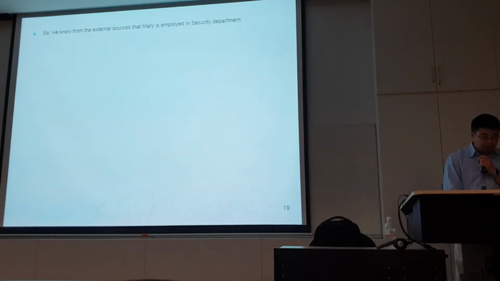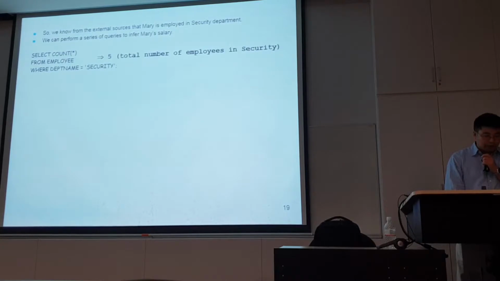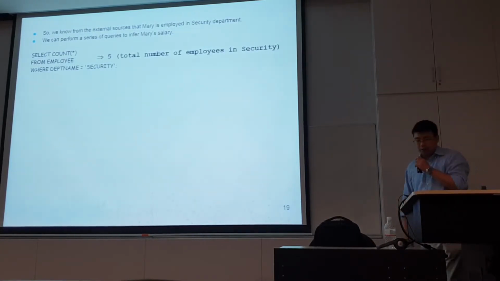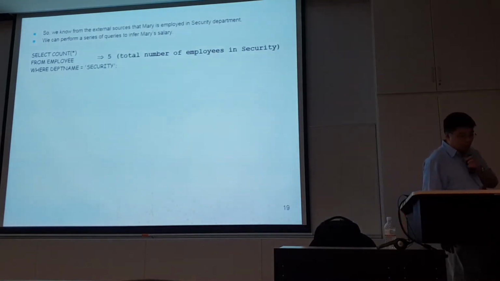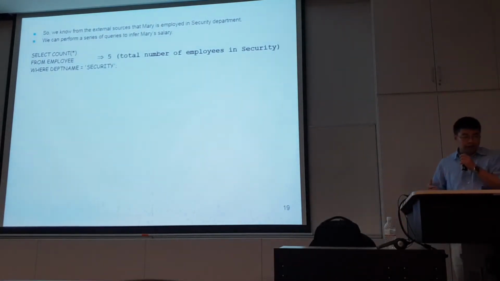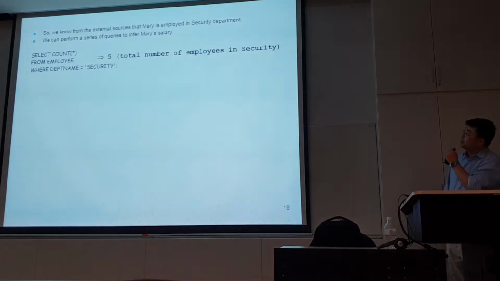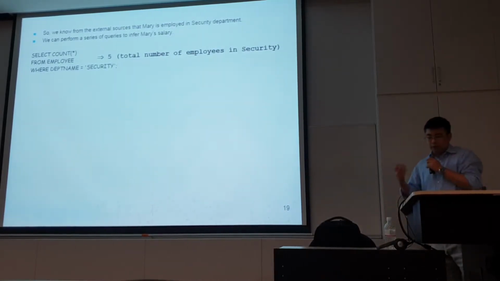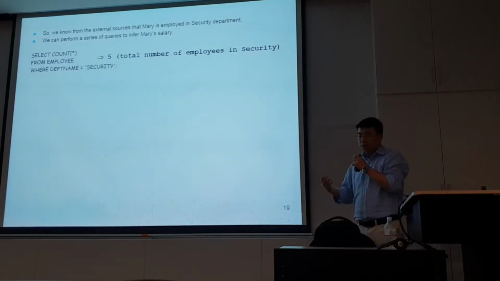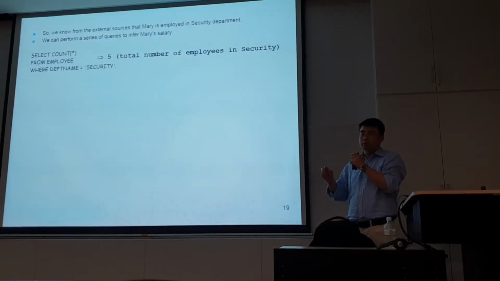Let's look at this example. Suppose we know Mary is an employee in the security department, and we also know Mary is the only female. In this case, the database will reject a direct query of the sum or average using the department ID and the gender.